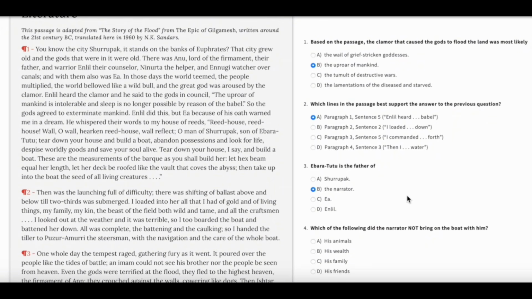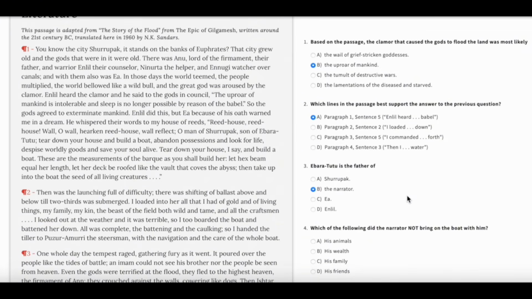Yeah, I was actually tempted to put Shurapak as the answer. Now, here's the deal. If you had trouble finding that, or if you were just iffy about the relationship there, it's not clear, right? It would be lovely if the text said, "Ibarra Tutu is the father of the narrator." It doesn't say that. Another way to approach these questions is through elimination.